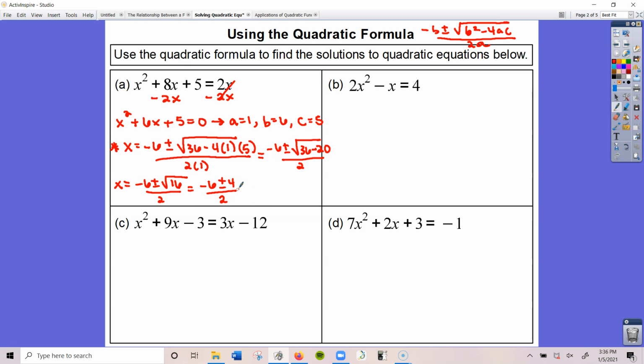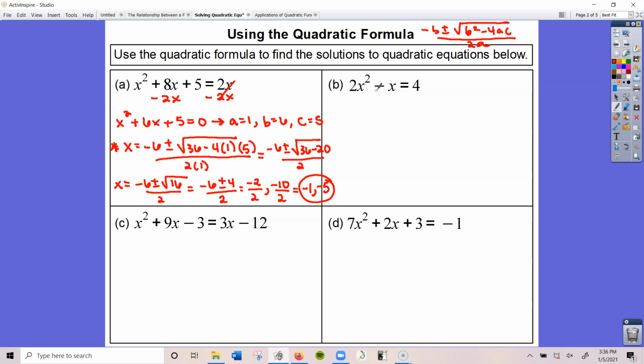Remember that I said that the quadratic formula would give you at most 2 answers, and this is an example of where we would have 2 answers, and that's because of the plus or minus. So in order to get both answers, we would do negative 6 plus 4 first, which is negative 2, and then we divide it by 2. To get the second answer, we would do negative 6 minus 4, which is negative 10, and then we divide it by 2. So my 2 answers would be negative 2 divided by 2, which is negative 1, and negative 10 divided by 2, which is negative 5.